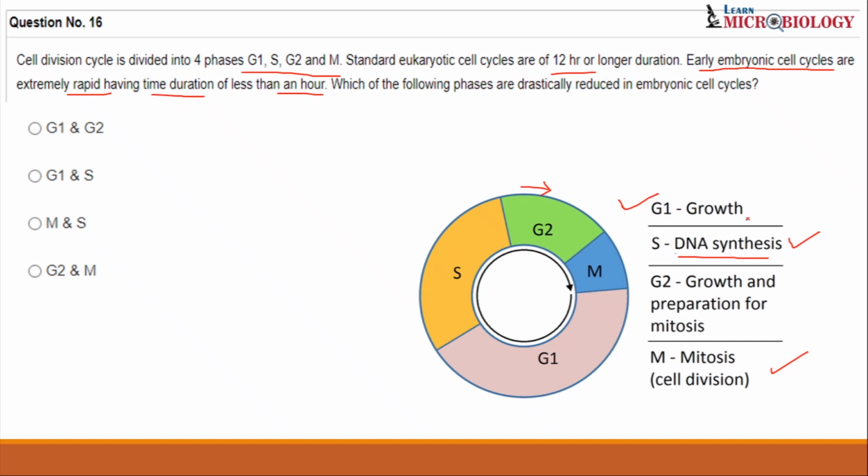But can you see here, the G1 phase is taking a lot of time, and similarly the G2 phase. Those are called the growth phases, and only those phases have to be reduced, only then your cell division will take place rapidly. So the answer will be G1 and G2 phase. Got it? Let's move to the next question.